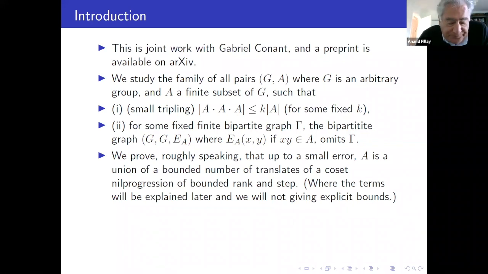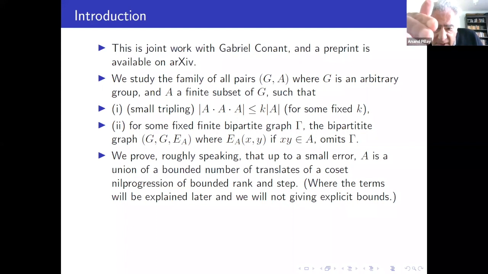And the conclusion is, roughly speaking, and I'll try to make things precise later, up to a small error, A is a union of a bounded number of translates of a coset nilprogression of bounded rank and step. And bounded means bounded in terms of the number K and the graph gamma, over all pairs (G, A) satisfying my assumptions. I'll explain these terms subsequently.